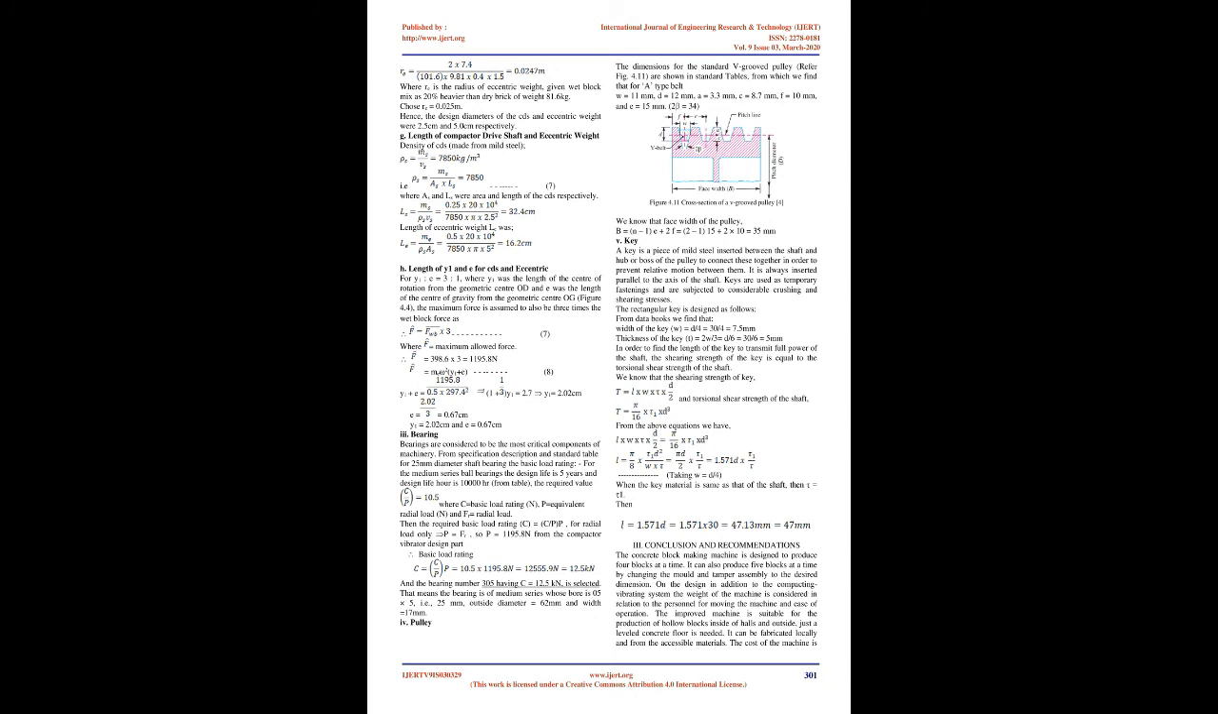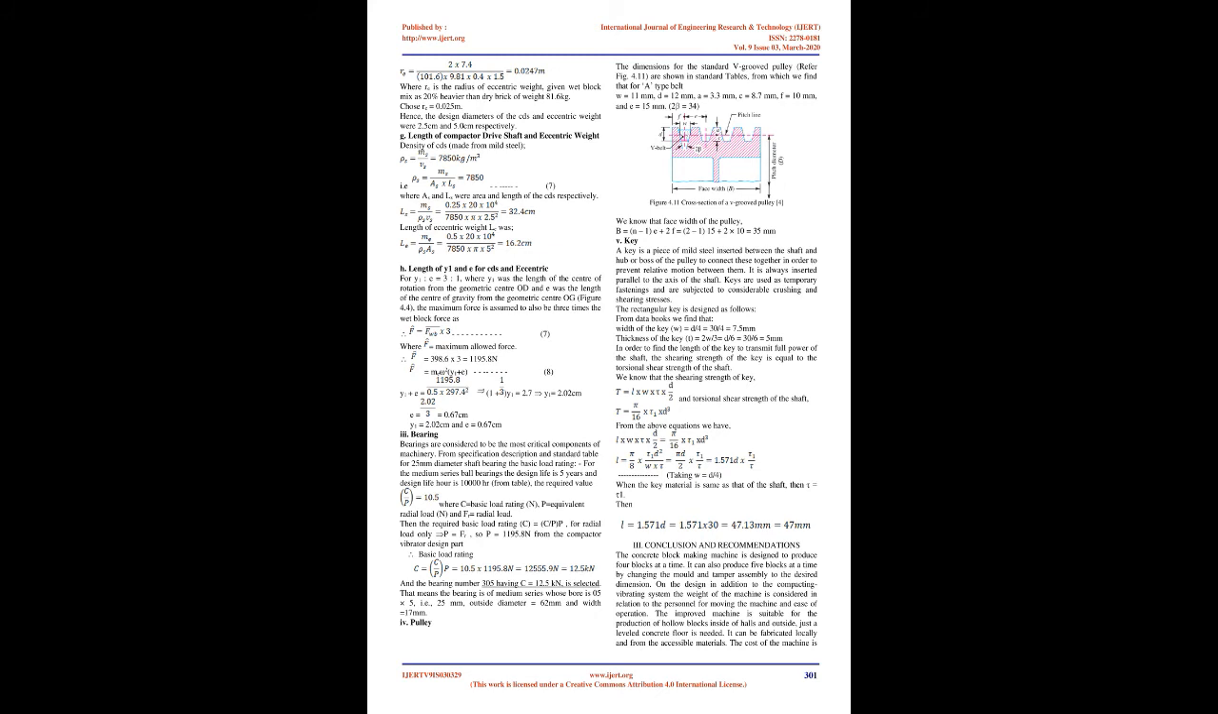G. Length of the compactor drive shaft and eccentric weight. Density of the CDs, made from mild steel, where A and Ls were the area and length of the CDs respectively. Length of the eccentric weight, Le, was given in the equation. H. Length of Y1 and E for the CDs and eccentric.